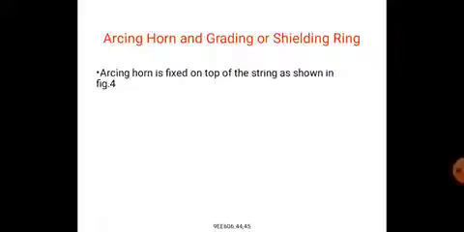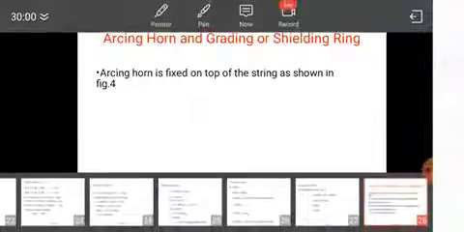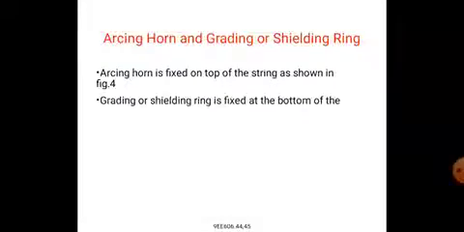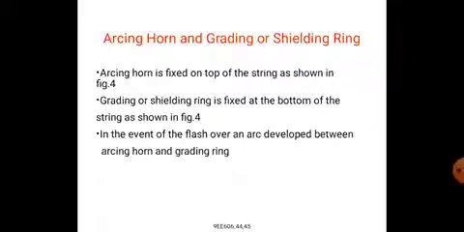Next, arcing horn and grading or shielding ring. The arcing horn is fixed on the top of the string as shown in the figure. The grading or shielding ring, the guard ring, is fixed at the bottom of the line. In the event of flashover, an arc is developed between the arcing horn and the grading ring, so the insulator string is protected.